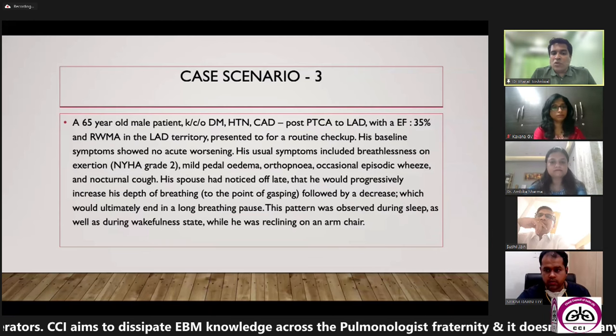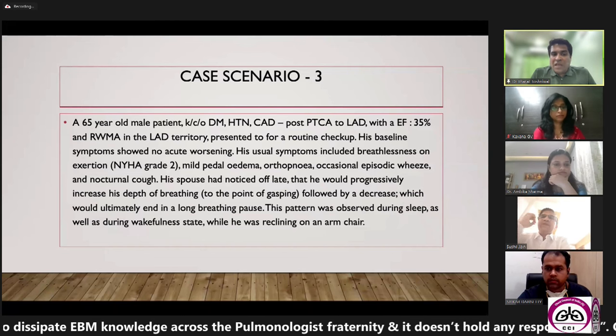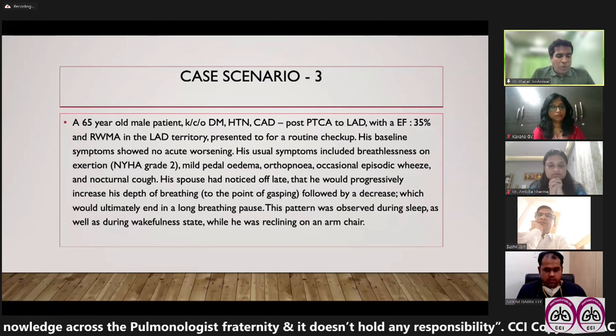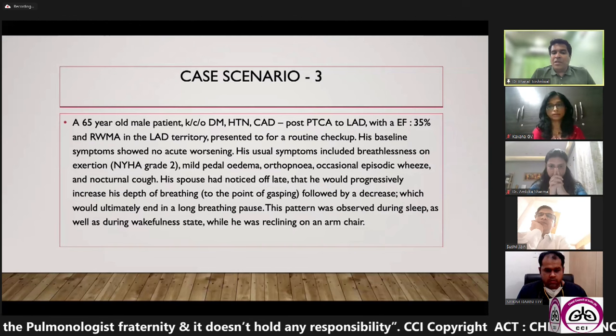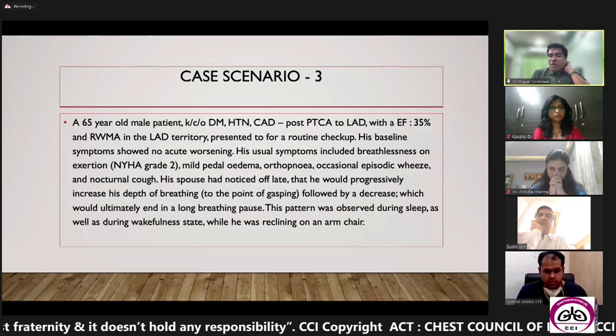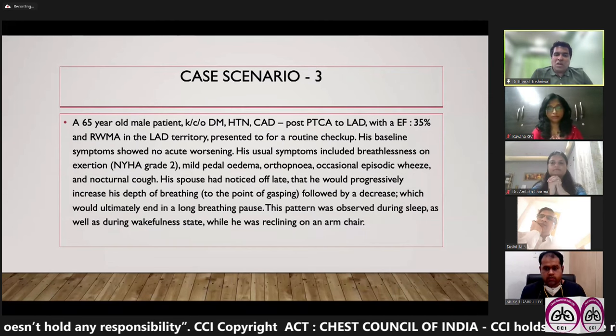His spouse had noticed of late that he would progressively increase his depth of breathing to a point of gasping, followed by a decrease, which would ultimately end in a long breathing pause. This pattern was observed during sleep as well as during wakefulness while he was reclining on an armchair. Madam, what are we dealing with?